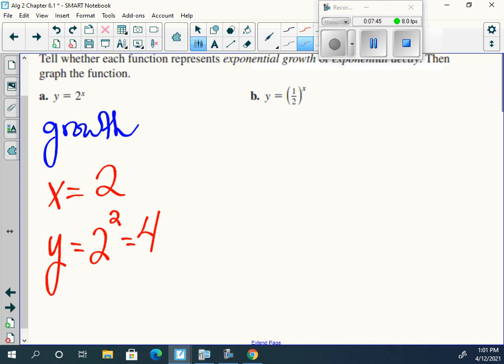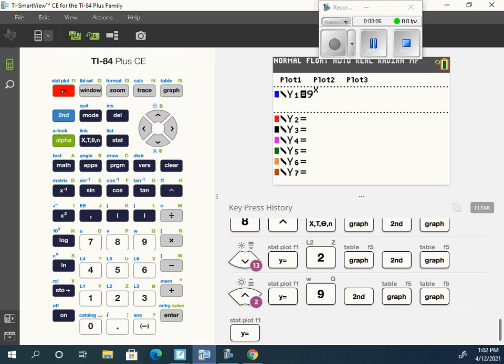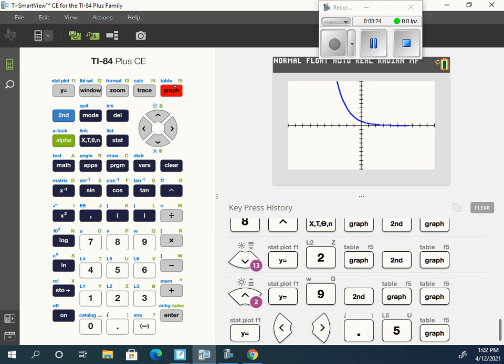How about B? Is this going to be exponential growth or exponential decay? Because our value of b is less than 1. I didn't want to type in 1/2, but 1/2 is the same as 0.5, yes? So if we look at the graph for this here, it is going the other direction, yes?